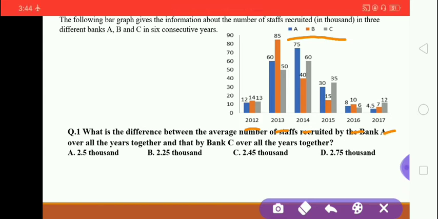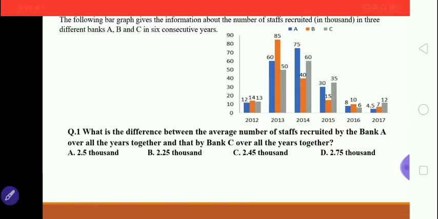For bank A, 12 employees are required for the recruitment. 14 employees are required for the recruitment in bank B, whereas 13 is required in bank C. Similarly, for different years, different employment requirements are given in each bar. So after reading this information carefully for a few seconds, you have to start solving the questions.